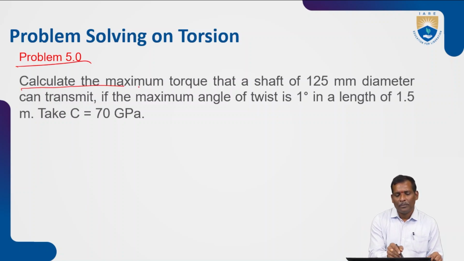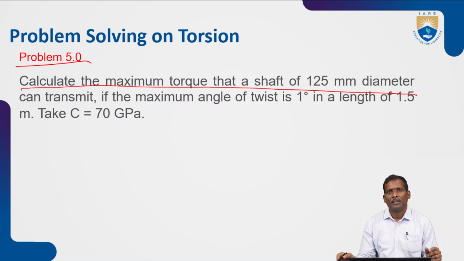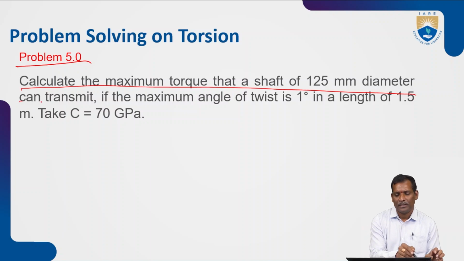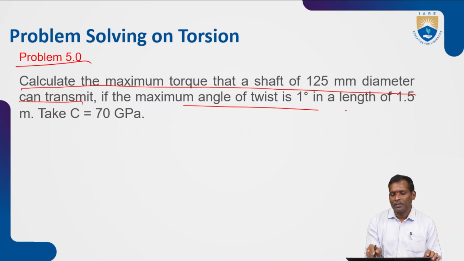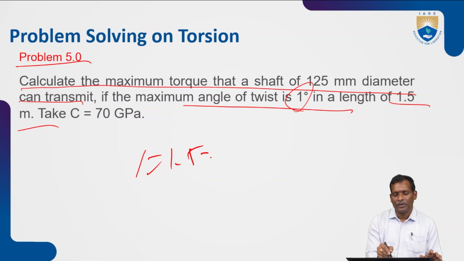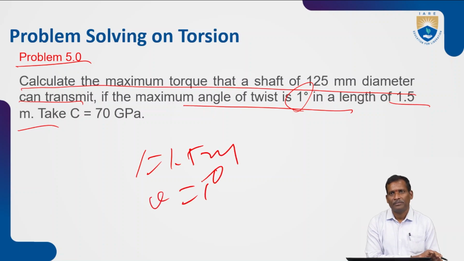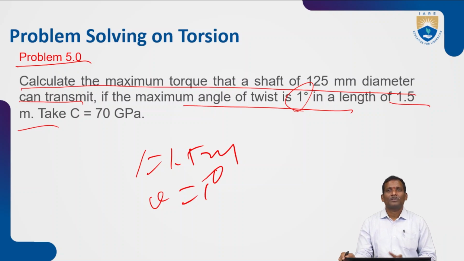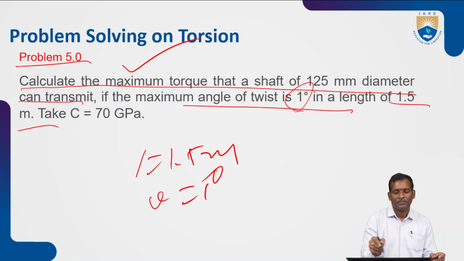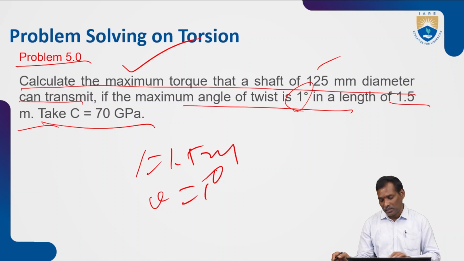Calculate the maximum torque that a shaft of 125 mm diameter can transmit, if the maximum angular twist is given as 1 degree in a length of 1.5 meter. So the length is 1.5 meter, the angle is 1 degree, given here. So already available here. So now we need to calculate the angular twist. But what is the maximum torque? Diameter is 125. Remaining is the C value in gigapascal, that is the modulus of rigidity.